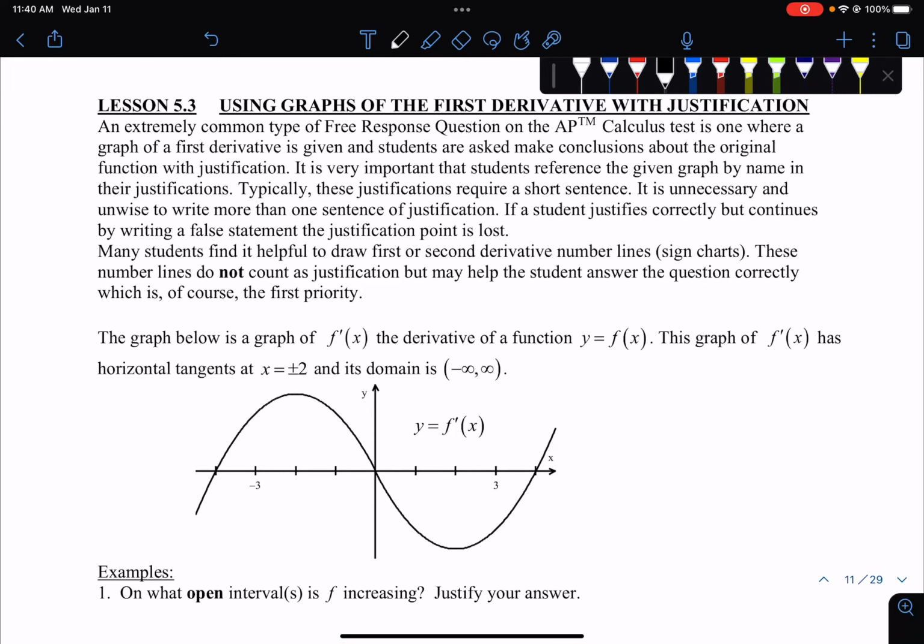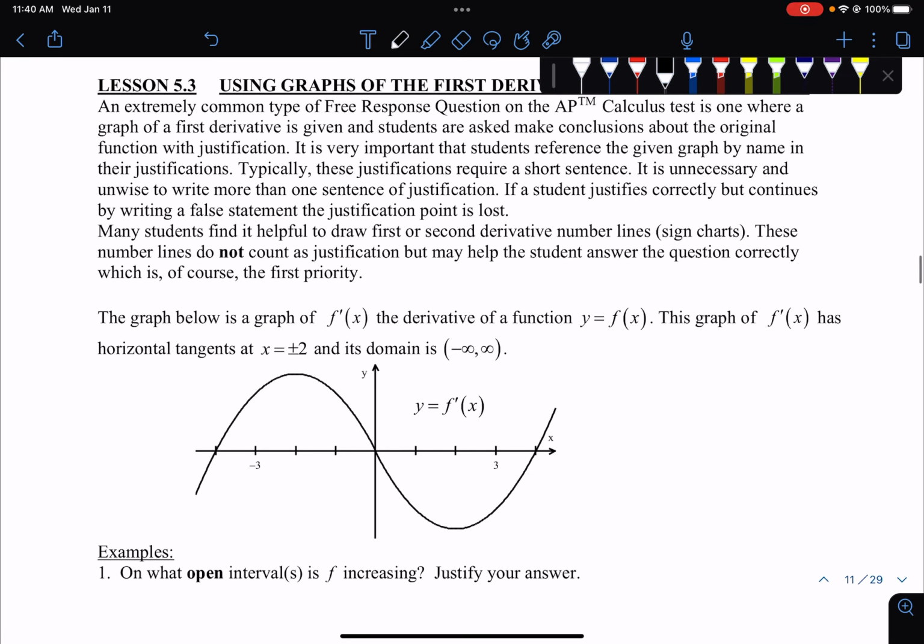All right, lesson 5.3. So we are using graphs of the first derivative to make justifications for what's happening in the original function. All right, and there's a couple of things I want to highlight. I'm not going to read through this word for word, but this is a really common type of free response question on the test. It gives you a graph like the one below of a derivative, and it wants you to use that graph to tell them what is happening on the original graph, and then you have to use the graph to justify it.